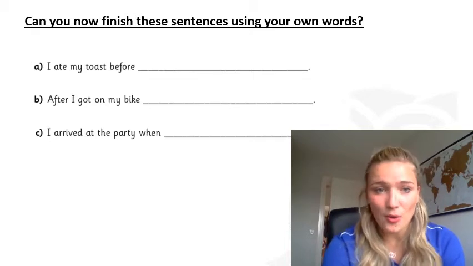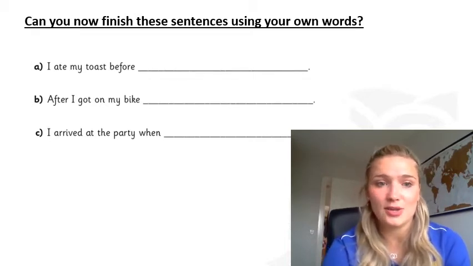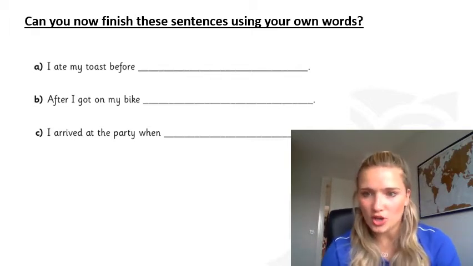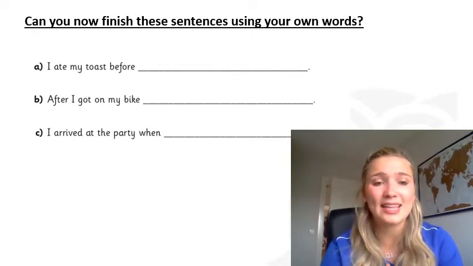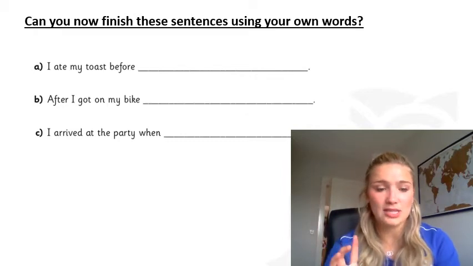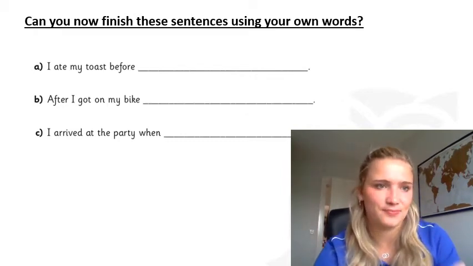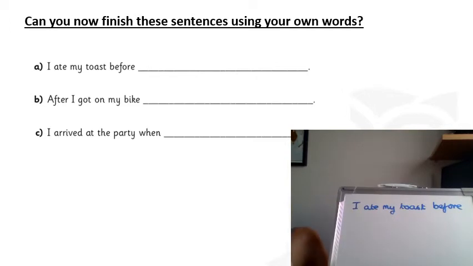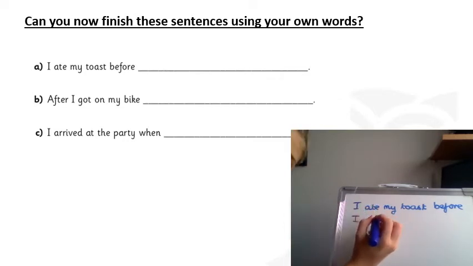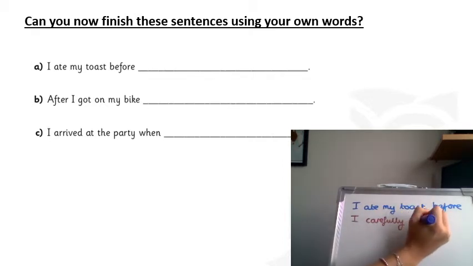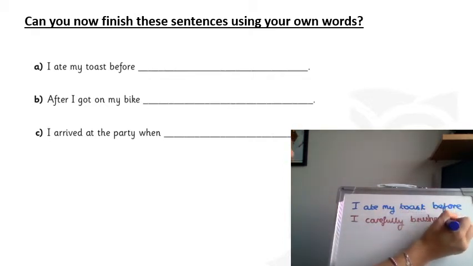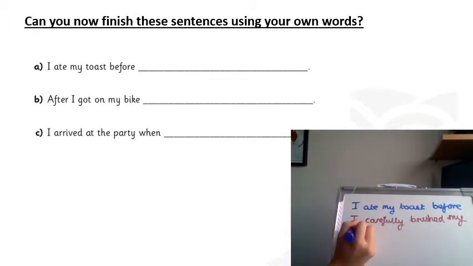So I'd now like you to have a go at finishing these sentences using your own words. So I ate my toast before, so what are you going to do? You're going to do something like this in your book, and I'd like you then to write it as when your time connective is in the middle and at the start. So for example, I'm going to write, I ate my toast before, and I'm going to add some extra detail in, I carefully brushed my teeth. And again, you could put in some adjectives, my delicate teeth.